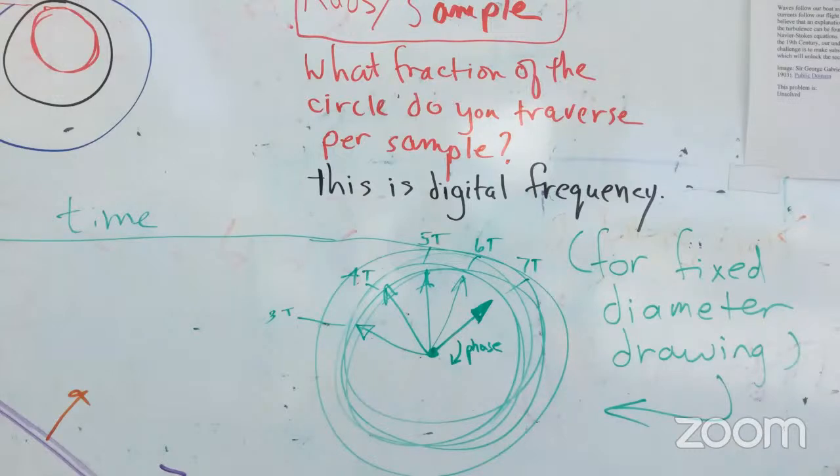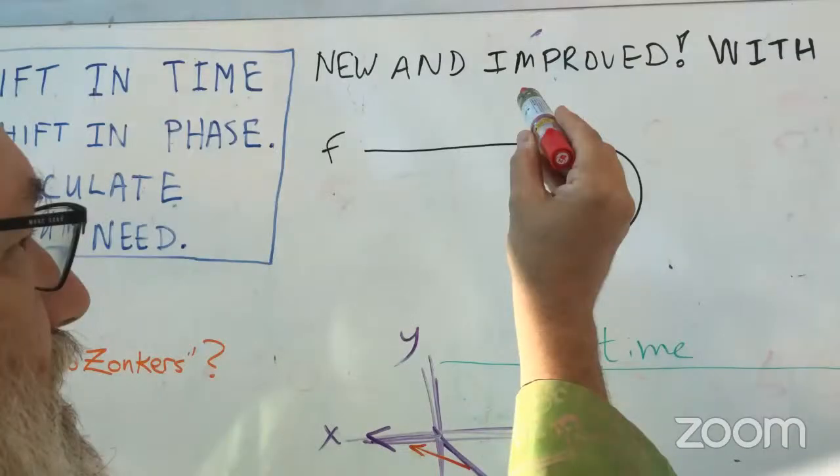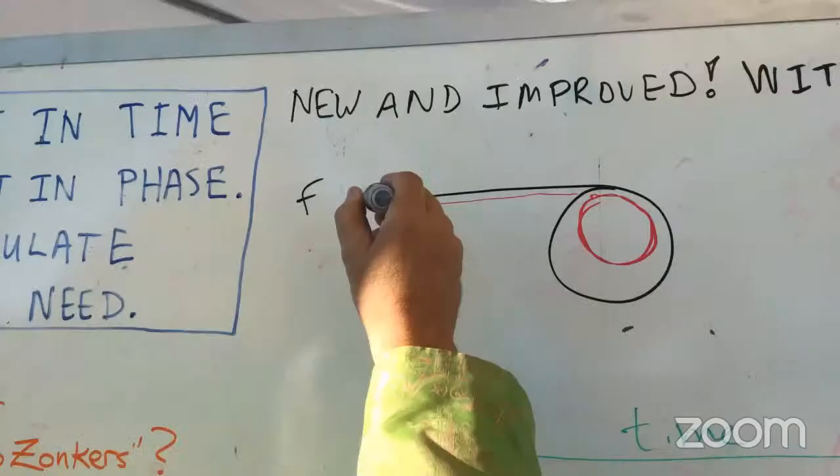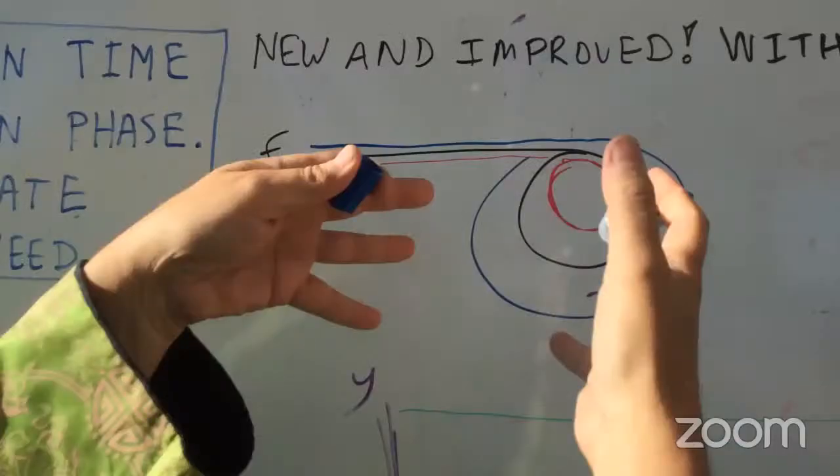What fraction of the rotation of the reel, the circle, do you traverse per sample? This is digital frequency. This is expressed in radians per sample. How far around the circle do you need to go to hit another sample? Notice that the diameter of the reel, the circle you're winding the sample train around, varies with respect to frequency.